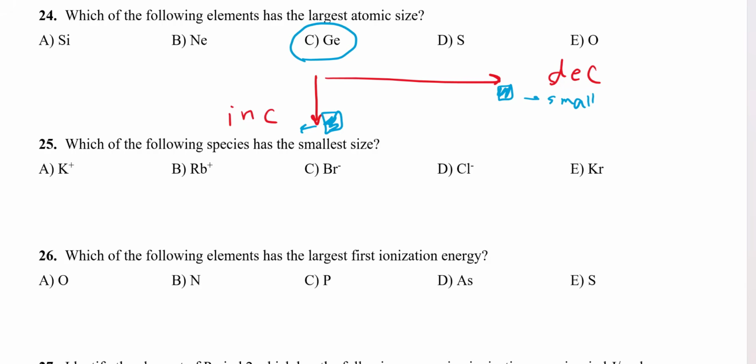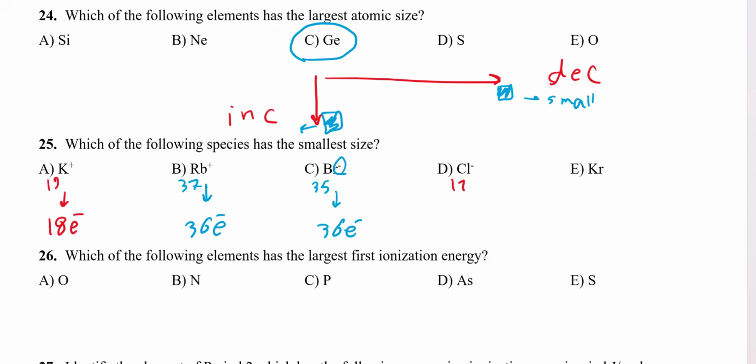For question 25, the story is a little different. Because we have a cation and an anion, we cannot follow this trend. We need to identify the number of electrons in each species. Potassium is 19 and lost 1 electron, so it has 18 electrons. Rubidium is 37 and lost 1 electron, so it has 36. Bromine is 35 and it's negative, so it has 1 extra electron, so it has 36 electrons.